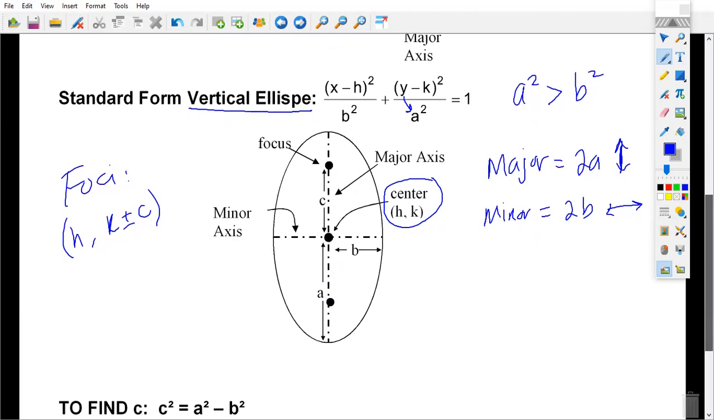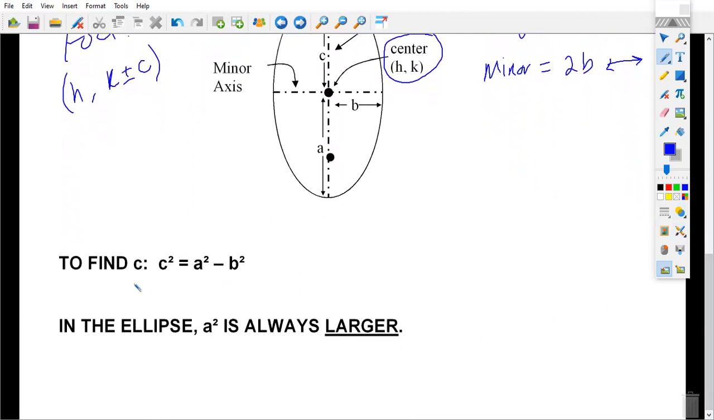Okay. All right. How do you find c? I'm glad you asked. To find your c, we use the formula c squared equals a squared minus b squared. So therefore, c equals the square root of a squared minus b squared. Note that in an ellipse, your a squared is always going to be the larger. It's always going to be your major axis.